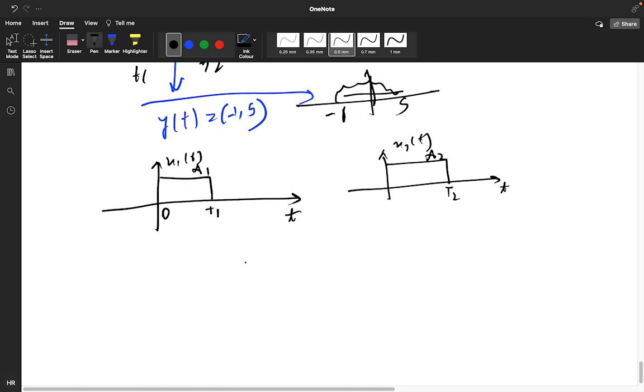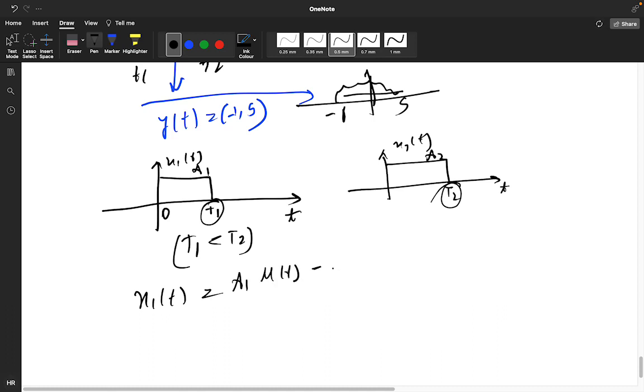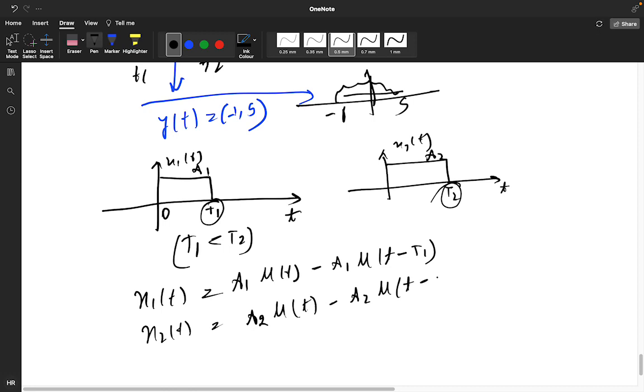So here in this question they have given that t1 is lesser than t2. If you want to do the convolution, what is the x1 of t value? X1 of t is a1 u of t minus a1 u of t minus t1. And what is the x2 of t value? It is a2 u of t minus a2 u of t minus t2.